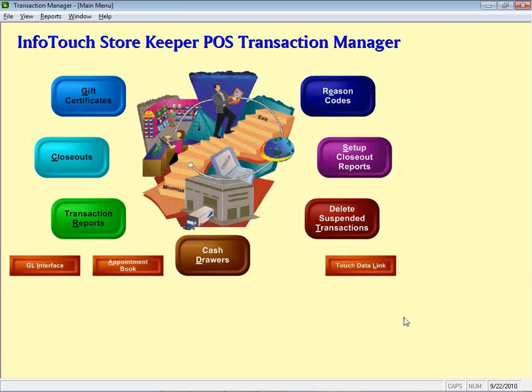Okay, so that concludes our summary, or overview, of the Transaction Manager module. And I'd like to open it up now for questions.